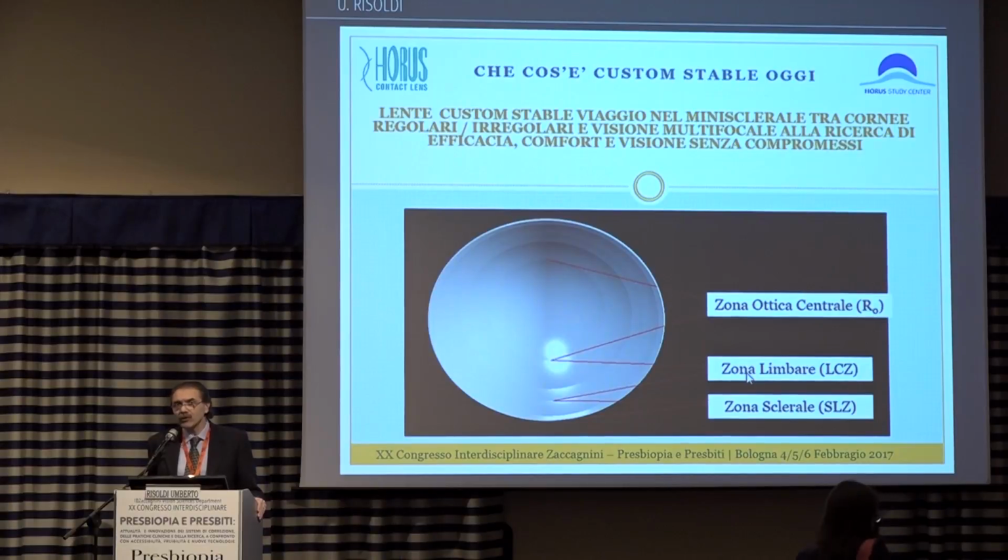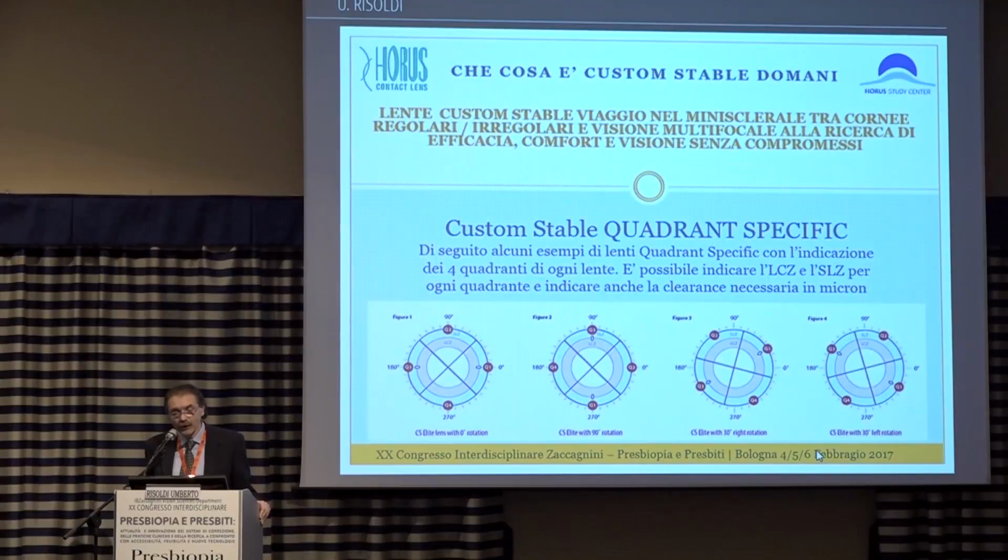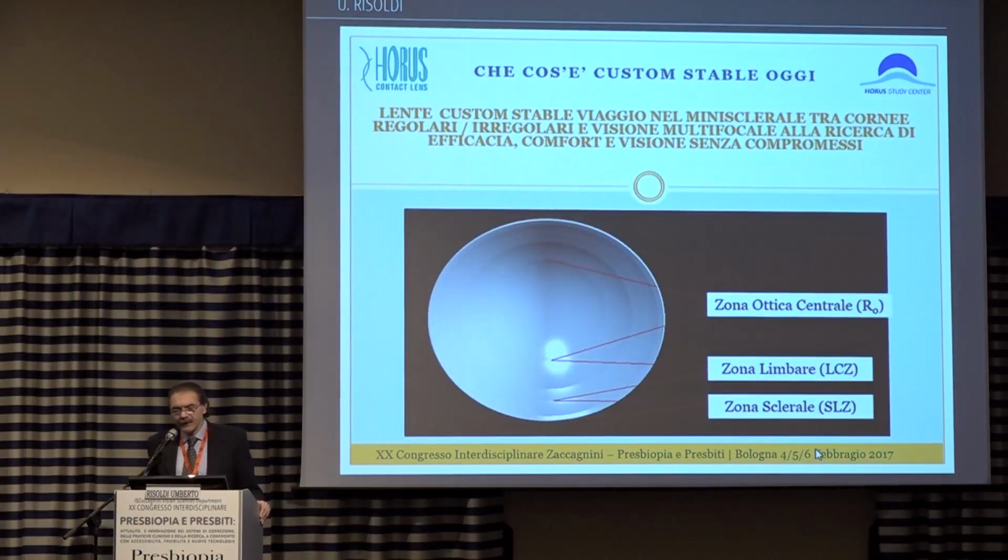What do we do when we select the radius? We want to obtain a tear meniscus which is not too convergent or not too divergent. Possibly there has to be no prism. Prism means that the lens could be positioned too low, even if a small prism size is acceptable, but I'll show you later.